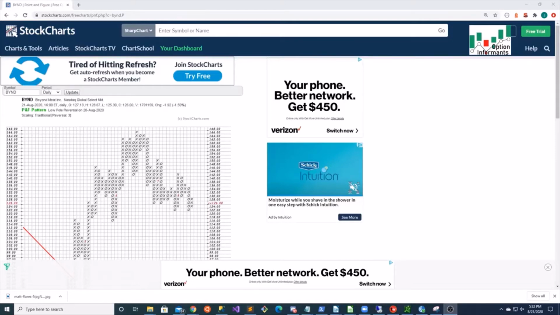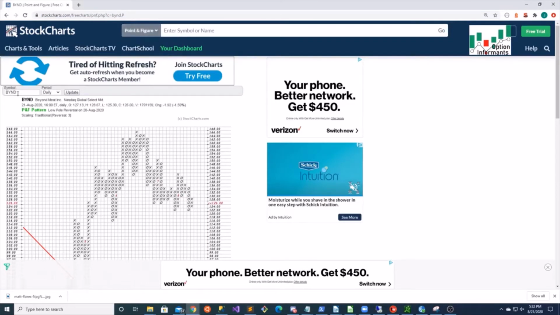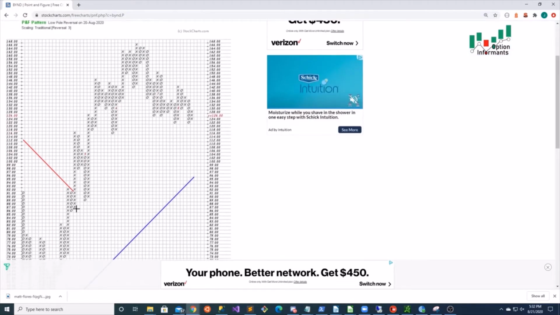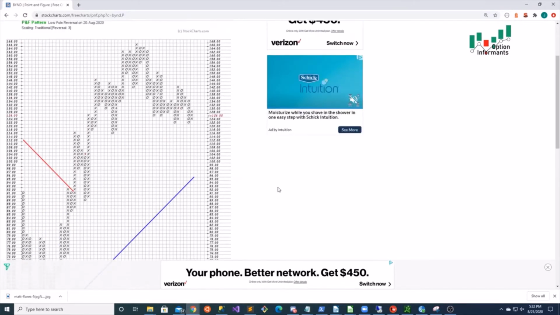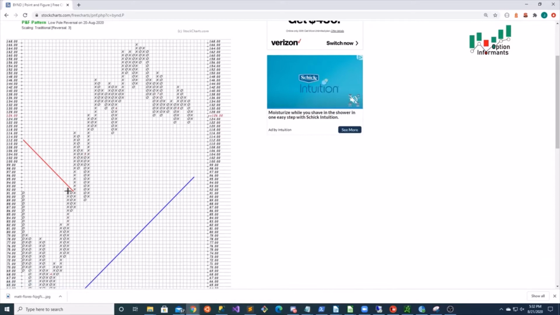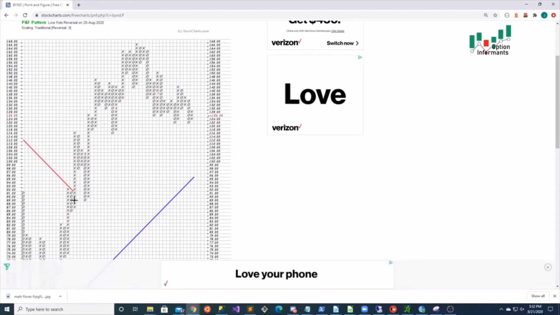So we alleviate all of that distraction and noise, and we come to this chart that's X's and O's. We go to stockcharts.com, and I typically just go to point and figure here, and then I'll type in my ticker. In this case, for this example, we're using Beyond Meat. If you look at this chart, let's not pay attention to these trend lines. They just kind of put those on the chart. The X's is price going up, and the O's is price going down.